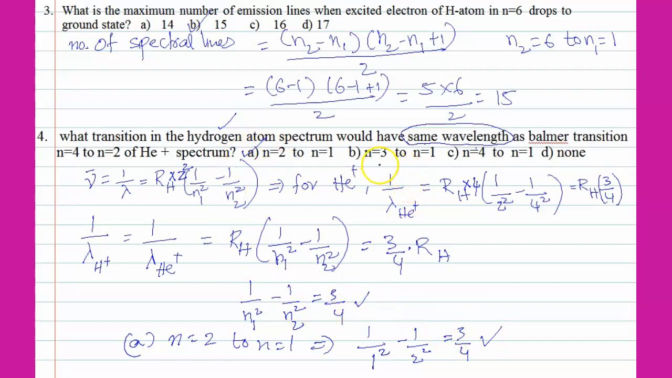Suppose we check with option B, you cannot get 3 by 4. So this equation will not be satisfied with option B, C. Okay. So option A is satisfying the 1 by n1 square minus 1 by n2 square equal to 3 by 4 equation. So option A is the correct answer.